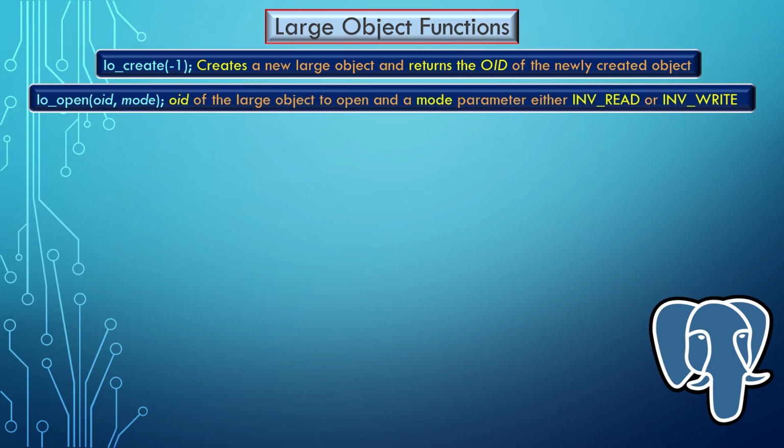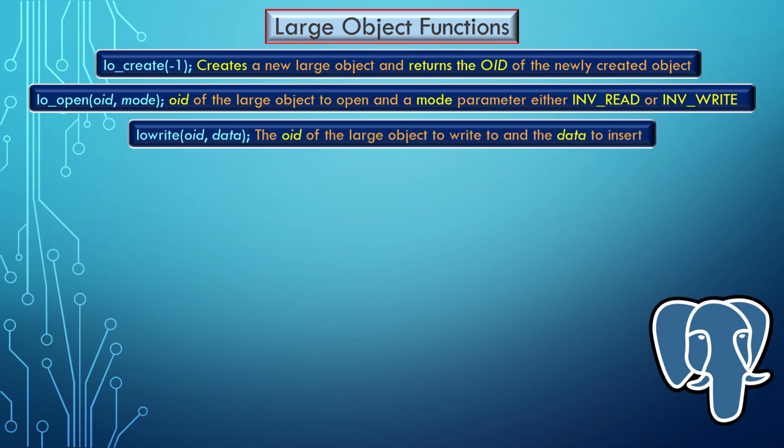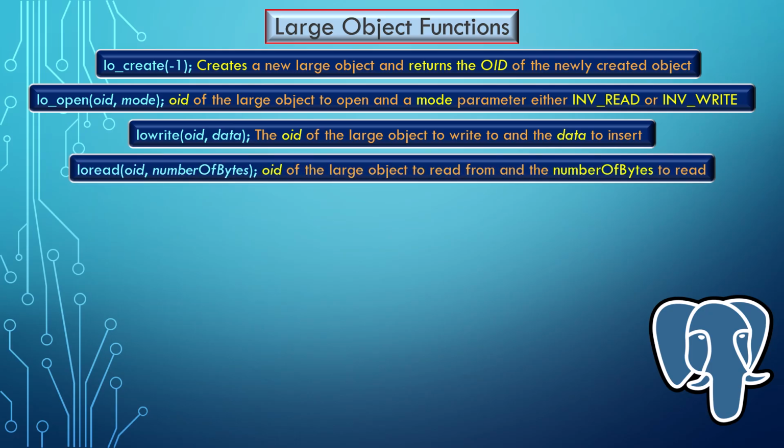lo_open takes 2 parameters. The first is the OID of the large object to open, and the second is a mode parameter, which is either inv_read or inv_write. lo_write takes 2 parameters. The first is the OID of the large object to write to, and the second is the actual data to insert. lo_read takes 2 parameters. The first is the OID of the large object to read from, and the second is the number of bytes to read.